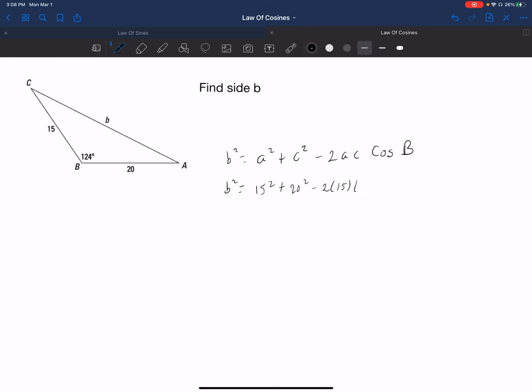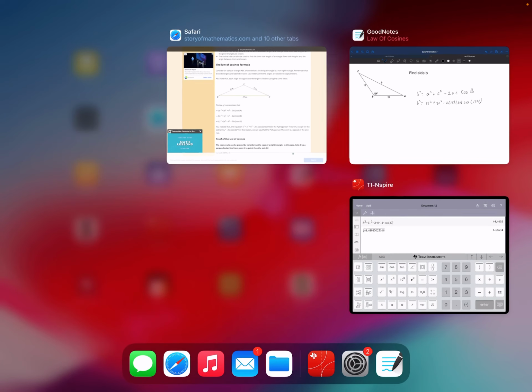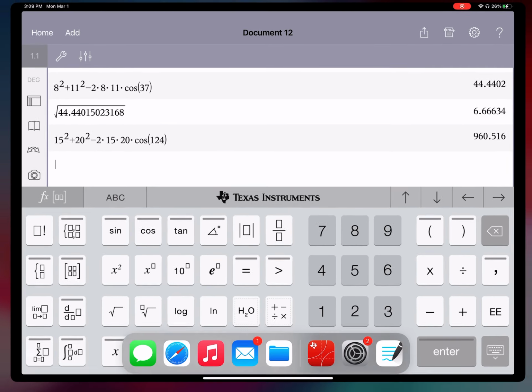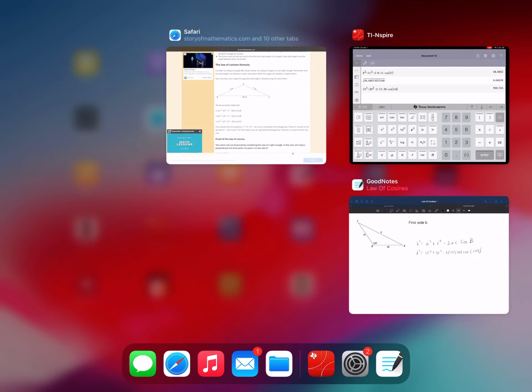Again, I know that A is 15, and I know that C is 20 times the cosine of 124 degrees. I'm going to go to my calculator and plug all that information in. So 15 squared plus 20 squared minus 2 times 15 times 20 times the cosine of 124. Press enter. I know that b squared is going to be equal to that.